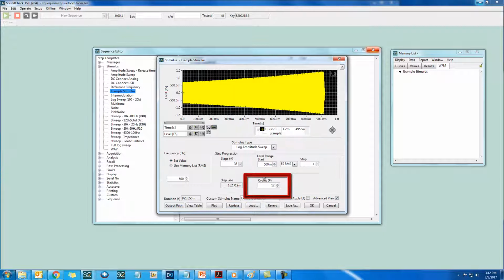Cycles is how long we spend at each step. So if we cut that in half, we will cut the length in half.